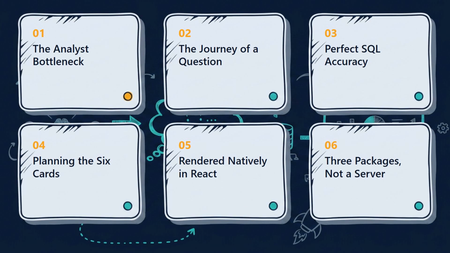Here is the roadmap: the analyst bottleneck, the journey of one question through the pipeline, how the SQL earns 100%, how 6 cards get planned, how they render natively in React, and how 3 NPM packages replaced a whole BI server.